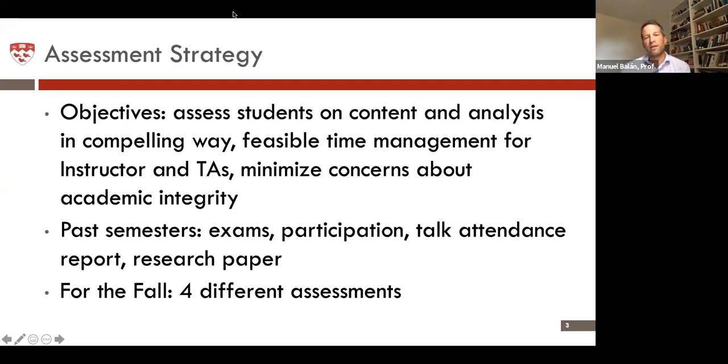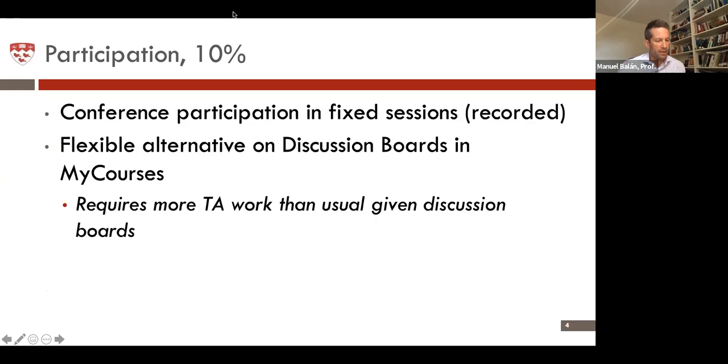And so in past semesters, what I've done, for this same class, I've had exams, I've had participation, I've had something called a talk attendance report. I basically have students attend some talk on campus, off campus, on issues related to the course, and a research paper. For the fall, it's a completely different set of assessments. So I'm going to be talking about 4 different assessments that I'm planning to use for this course. The first one is a pretty straightforward one, but I wanted to cover it because it does generate some problems, which is participation. And this is conference participation in fixed sessions.